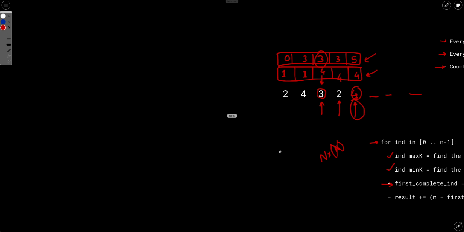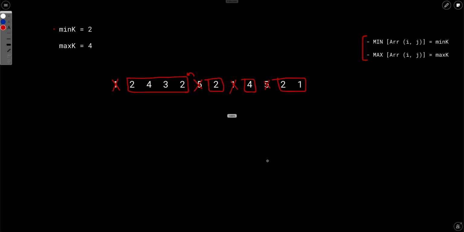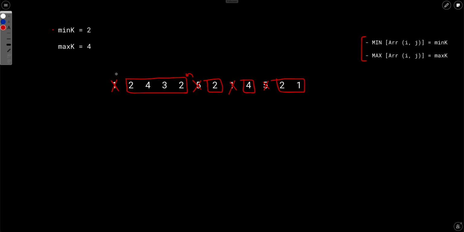So let's just reiterate over the entire solution. Initially we tried to find out, we just take a sample case where there are elements which are less than min k and greater than max k.